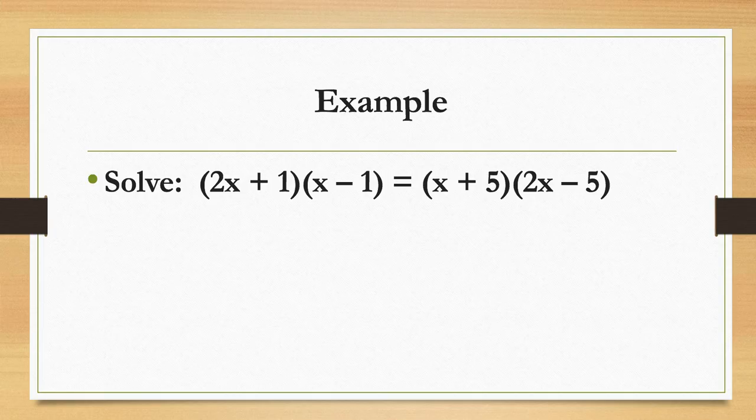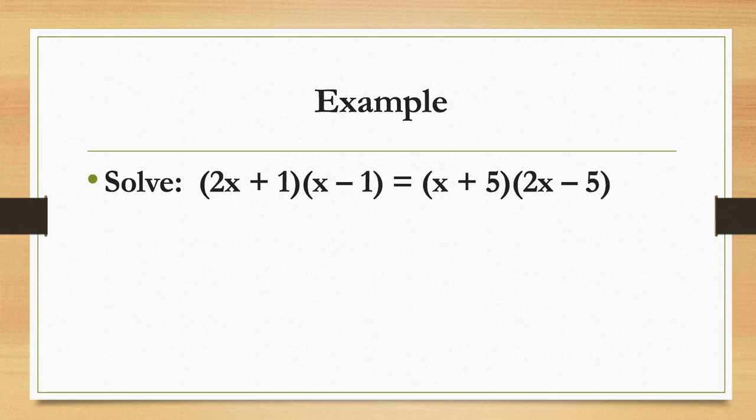Okay, let's look at another one. Again, when I look at this problem, I don't see any exponents. So that tells me that this is a linear equation. So we have, in parentheses, 2x plus 1 times the quantity x minus 1 is equal to, in parentheses, x plus 5 times the quantity 2x minus 5. So again, we're going to begin with the distributive property, but it's a little more complicated here because of the terms that we're multiplying together.